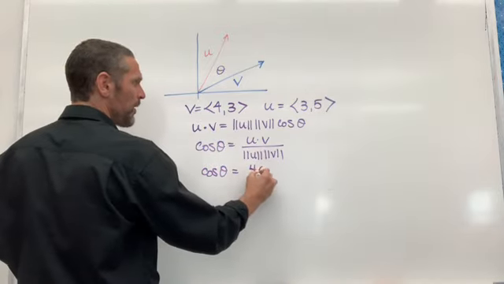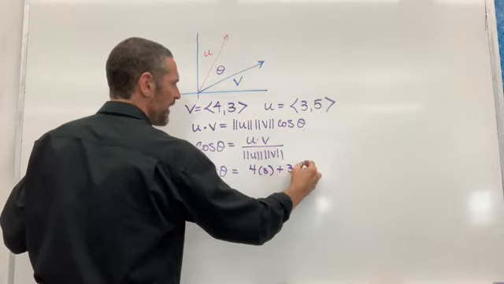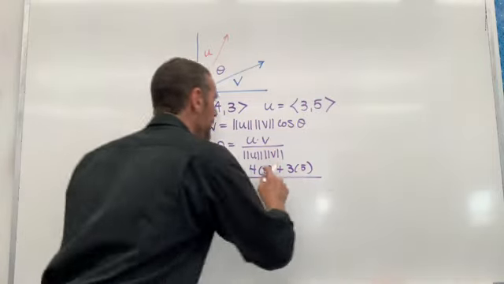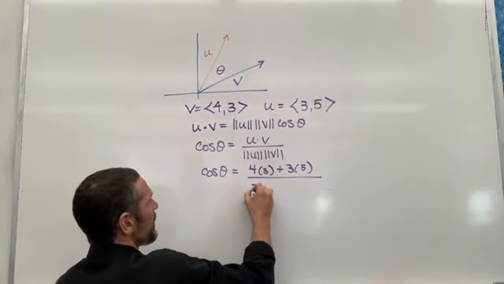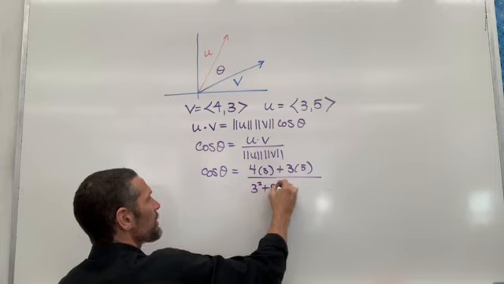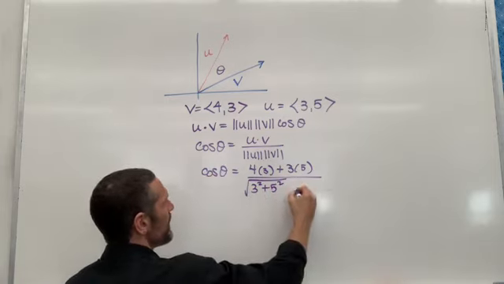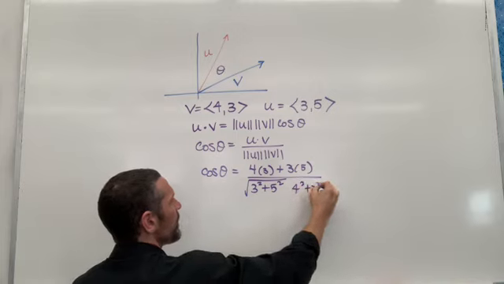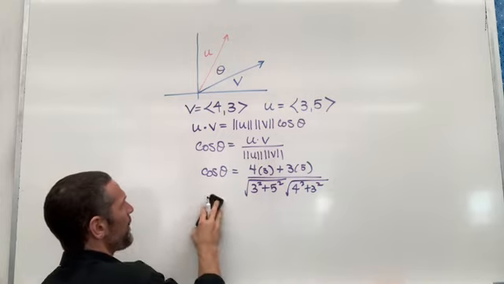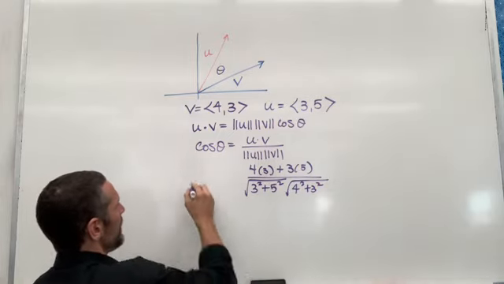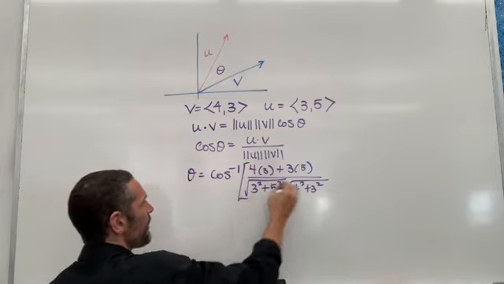Fairly simple: 4 times 3 plus 3 times 5, over the magnitude of u. I'm going to use the old-fashioned way, which is the square root of 3 squared plus 5 squared, and the magnitude of v, which is the square root of 4 squared plus 3 squared. Now, if I want to find the angle between them, I'm going to solve for theta. So theta will be the inverse cosine of this monster here.